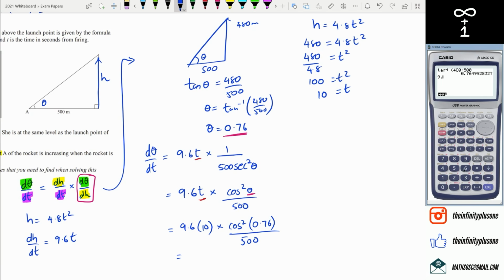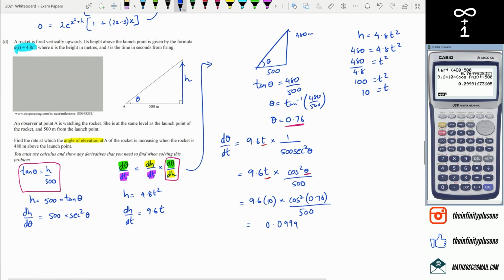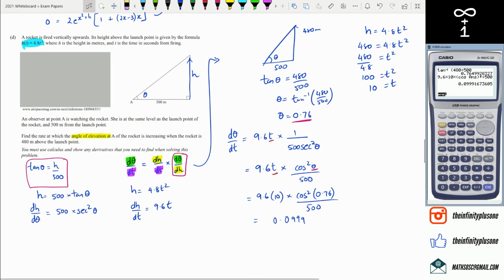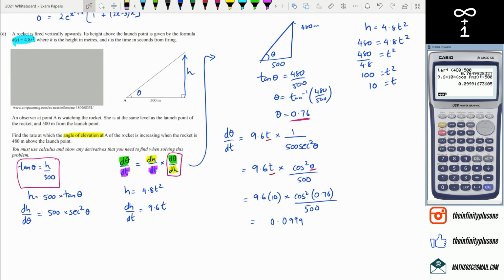So 9.6 times 10 multiplied by cos squared of, I'm going to put that as cos of answer because I didn't get rid of it, divided by 500. And that's actually giving me 0.0999. That's 0.0999 radians per second, is it? Per second, yeah.